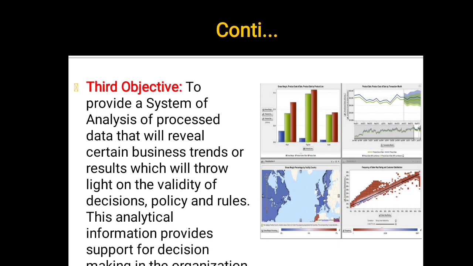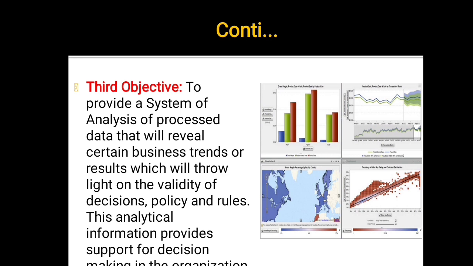Now, my third objective says that the system should also allow you to analyze your process data, which will reveal certain business trends or results. So, whatever decisions or policies you have taken for your industry, if you want to analyze whether those decisions or policies were fruitful for your industry or not, the system should allow you to analyze your decisions or your processed data. Now, this analytical information will provide support for decision making within an organization.